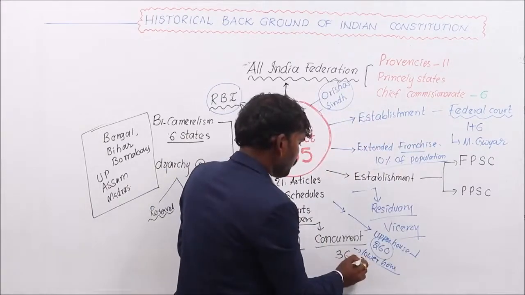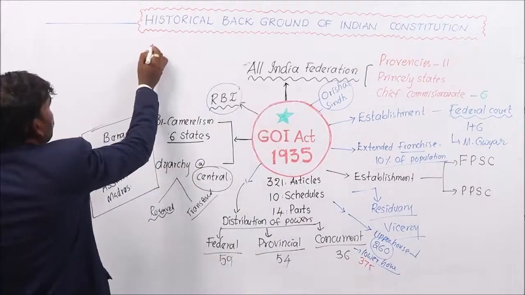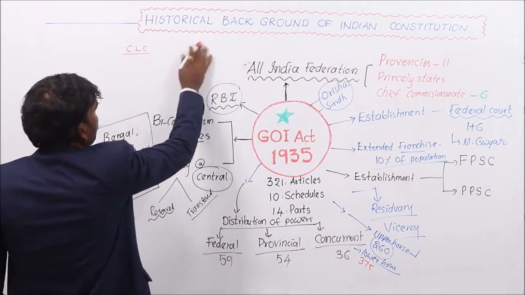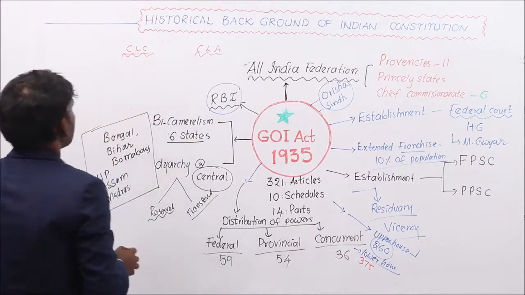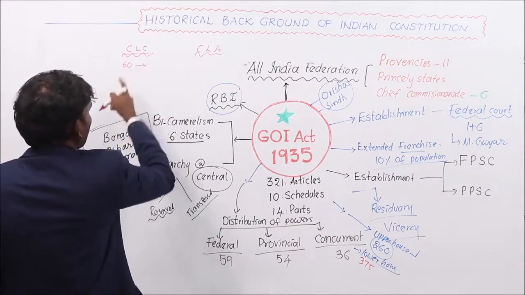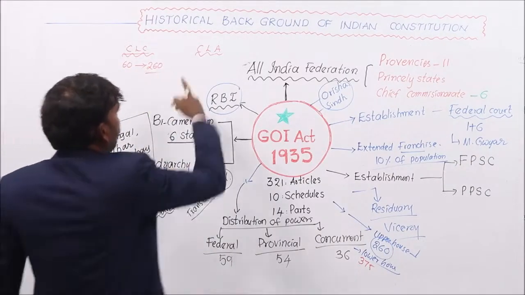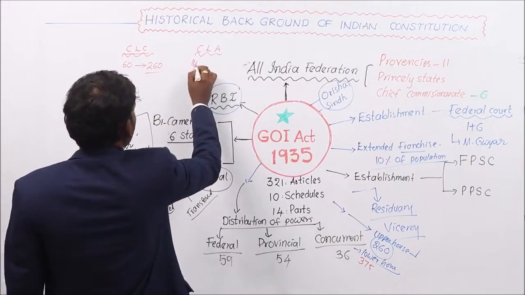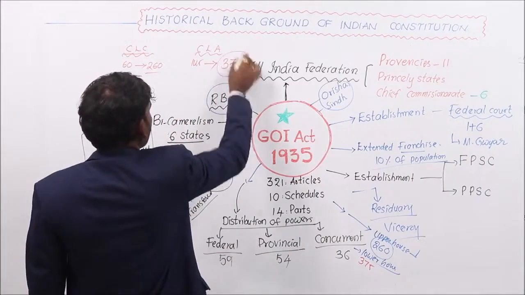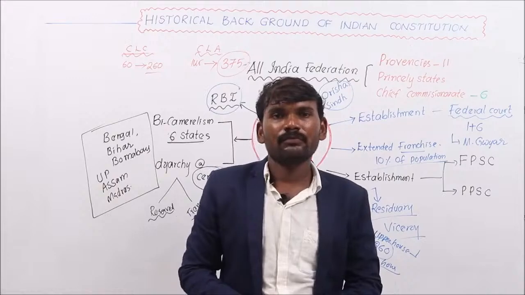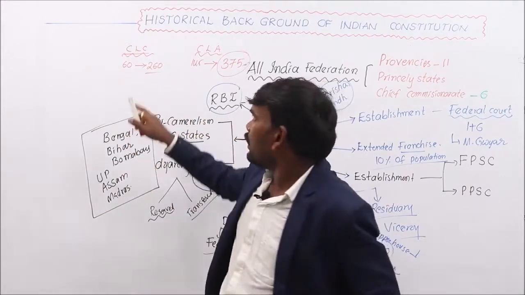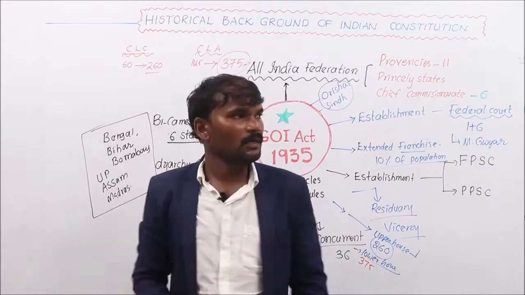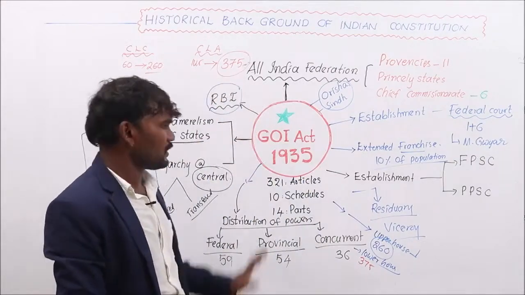375 members. Previously, here, Central Legislative Council and Central Legislative Assembly, these are the upper house and lower house as per the 1919 Act. Central Legislative Council previously consisted of 60 members, now the number is increased to 260. And the lower house is Central Legislative Assembly, previously it consisted of 145 members, now it is increased to 375 members. So the number of both upper house and lower house at central level was increased. Upper house members were increased from 60 to 260, lower house members were increased from 145 to 365.